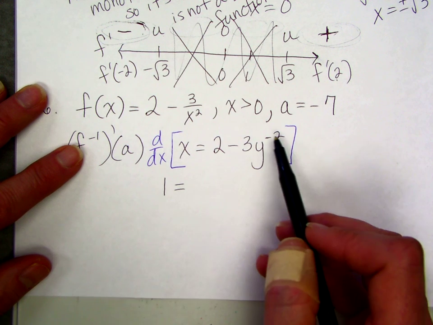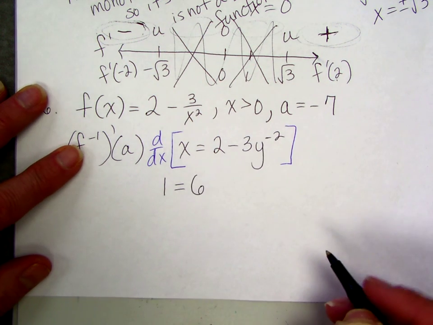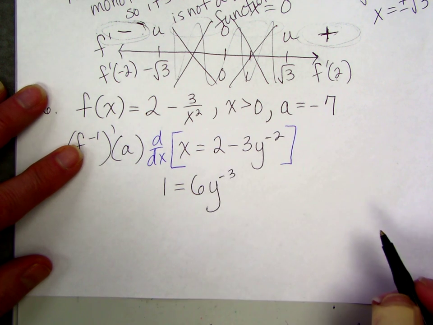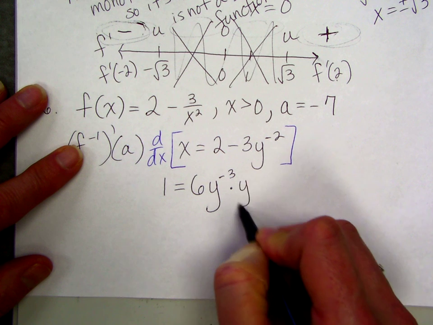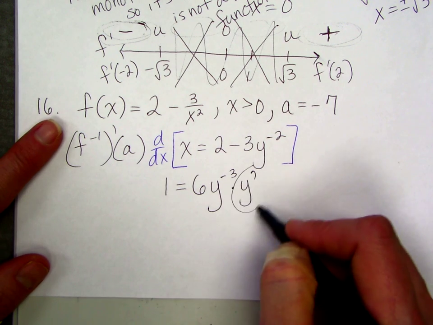Respect to x would be, the power jumps out front, makes that positive 6 y to the negative third times y prime. Now we want to solve for y prime, so how would I do that?